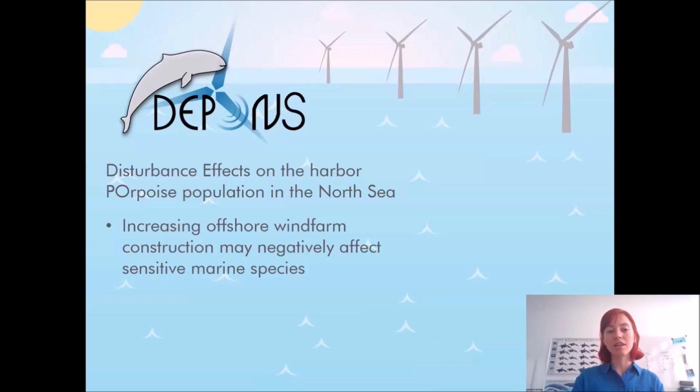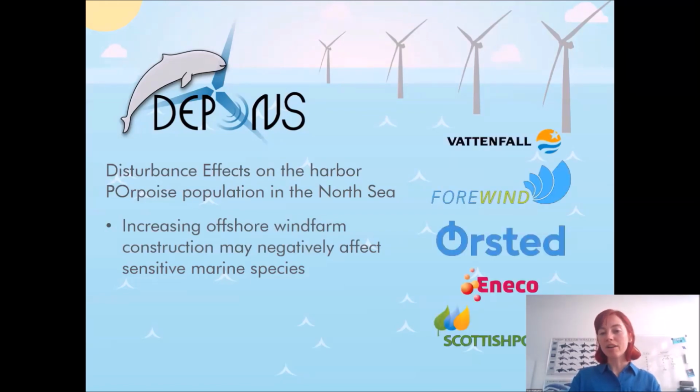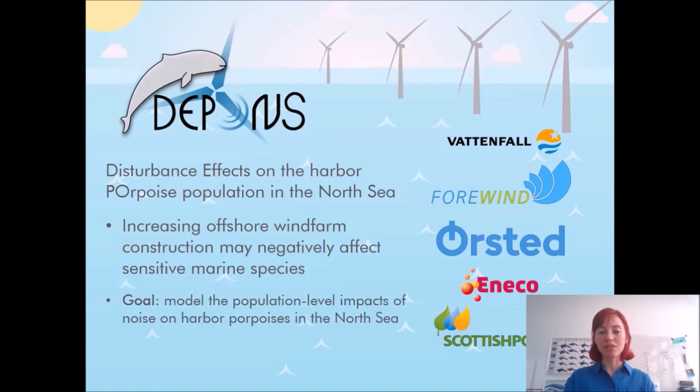DPONS was formed out of concern that increasing offshore wind farm construction could negatively affect sensitive marine species like harbor porpoises. And it was formed when 5 offshore wind farm companies came together with the goal of modeling the population level impacts of noise on harbor porpoises in the North Sea. And they wanted to be able to use this model as a tool for planning and mitigation of future disturbance events.